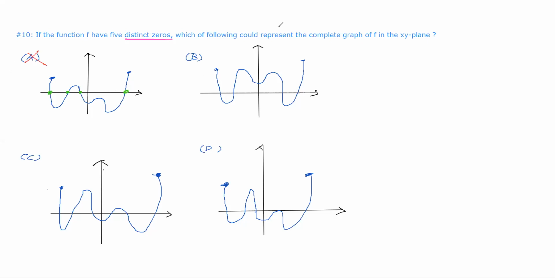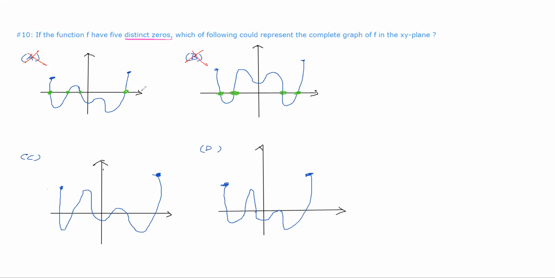Let's take a look at the second one here, right? So this is 1, 2, 3, 4. So this is exactly the same again as situation number 1. Because both ends go up, I know this is an even degree polynomial. So I could have 2 imaginary roots somewhere here, but I don't have 5 distinct roots. So this one cannot be.